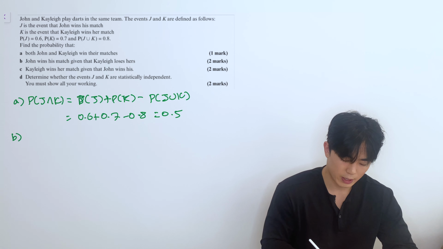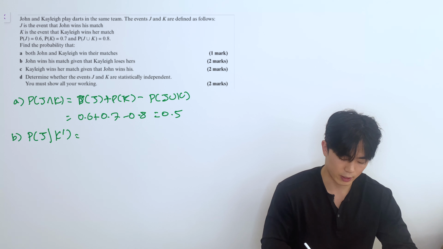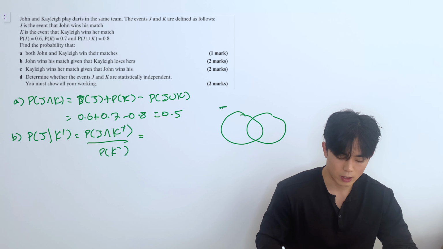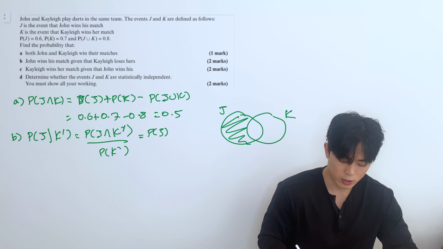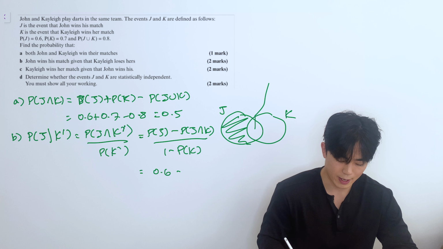Part B, probability that John wins the match given that Kaylee loses hers. So we're trying to find J given not K, which is the probability of J and not K over the probability of not K. Right, J and not K, once again, if you were to draw a Venn diagram, J, K like this, J and not K will represent this value here. So I can say it's this value of probability of J minus this intersection point here, the probability of J and K, over 1 minus the probability of K. Probability of J we found as 0.6 minus the probability of J and K, which we found in part A as 0.5, over 1 minus 0.7, which gives us a value of a third.